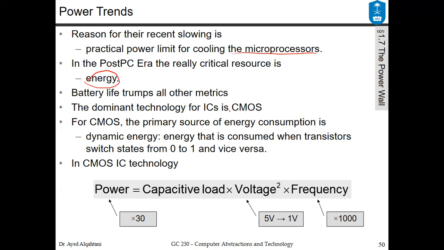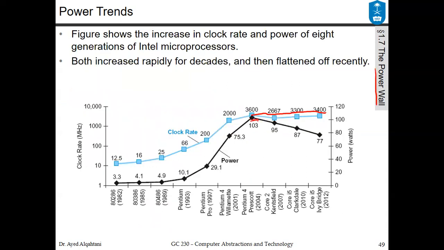The dominant technology for ICs is CMOS, which is the complementary metal oxide semiconductor. For CMOS, the primary source of energy consumption is the dynamic energy that I discussed, the energy that is consumed when those transistors switch. There are two types, the PMOS and the NMOS. When they switch from 0 to 1 or 1 to 0, they consume energy. As you can see here, the power is equal to the capacitive load, C, times V squared times the frequency. This voltage is going down up to 1 volt. The frequency, you have it in giga, and the power, you are reaching about 100 watts.